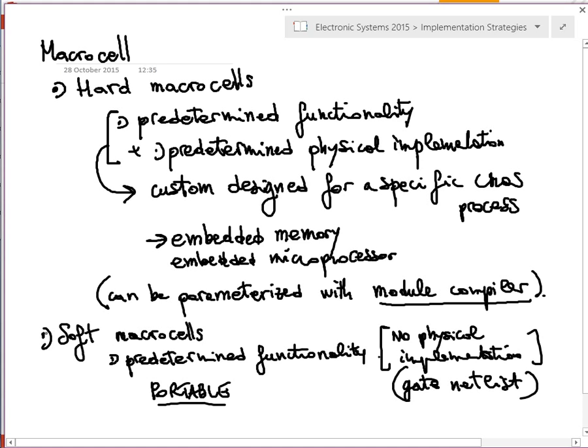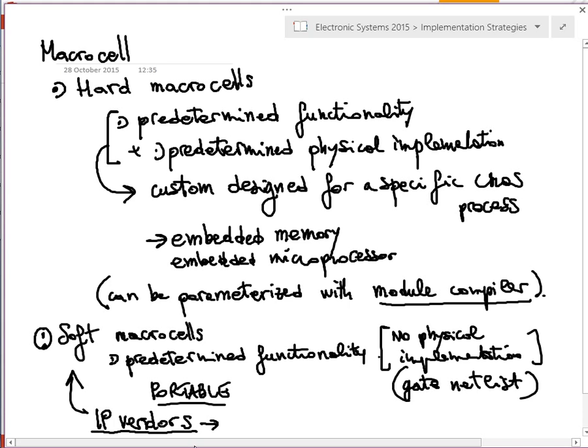And when I was referring to IP vendors, the IP vendors are mostly in this market because, of course, they prefer not to be too strictly related to a specific CMOS process. So they typically sell a macro cell in a soft configuration, as a gate netlist. It depends on the application, but the most typical case is this one. They sell a soft macro cell.